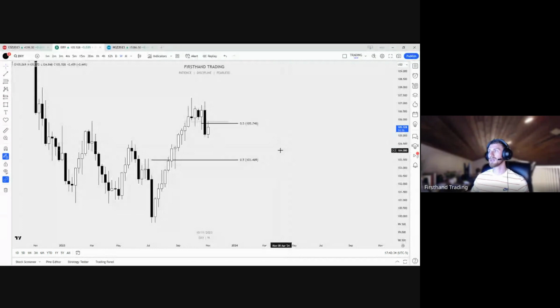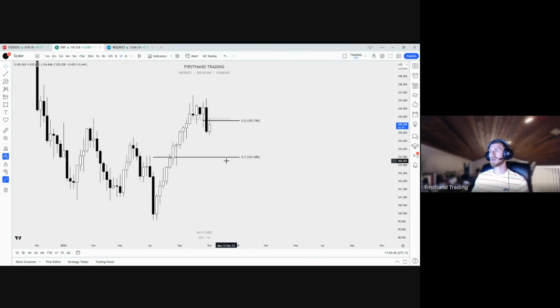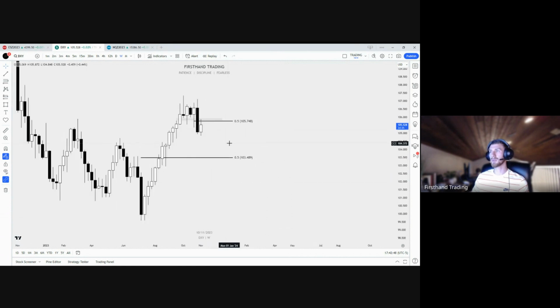Dollar on the weekly. Talking last week, I shifted my bias and thought that we could start to move a little bit lower on dollar after eyeing buy side liquidity. So still same scenario. A couple things that I'm noting. The close last week was pretty heavy.